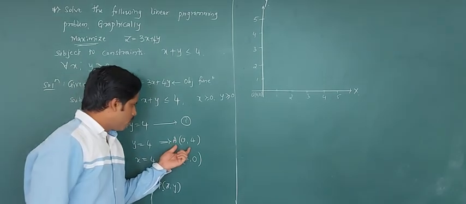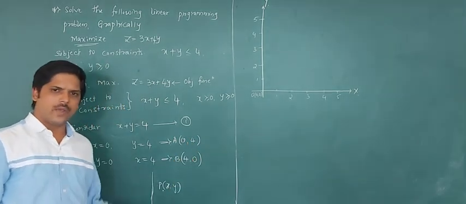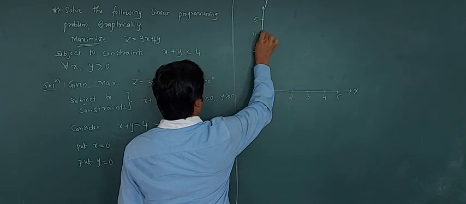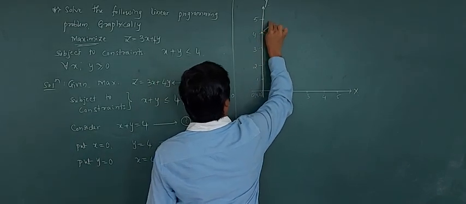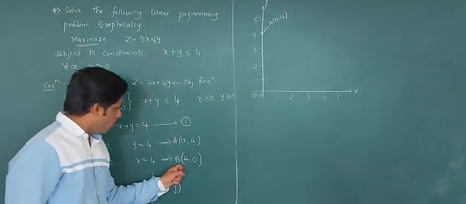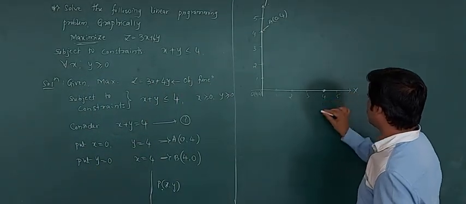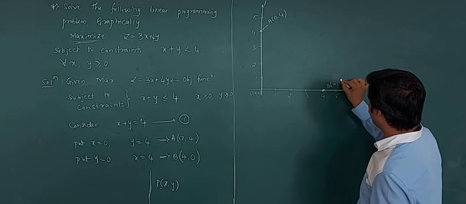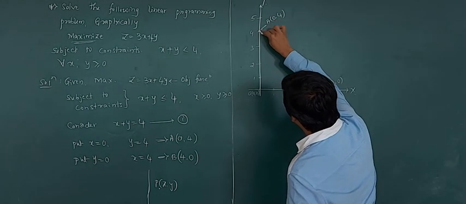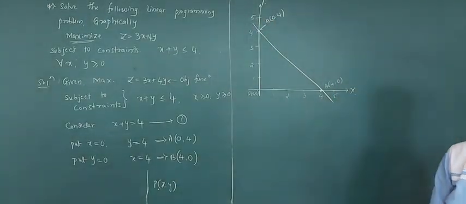Now plot the points. Here the first point is 0 comma 4. When x equal to 0, y equal to 4. This is point A of 0 comma 4. When y equal to 0, x equal to 4. So this is point B, that is 4 comma 0. Now join these two points. Join AB.